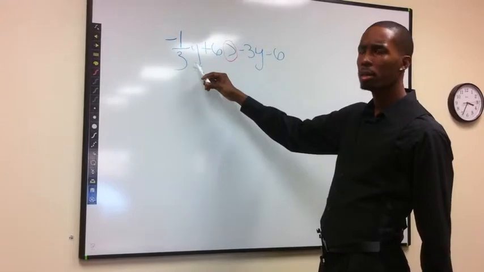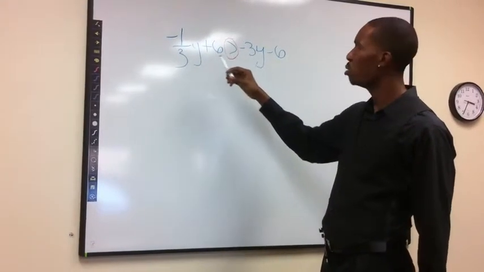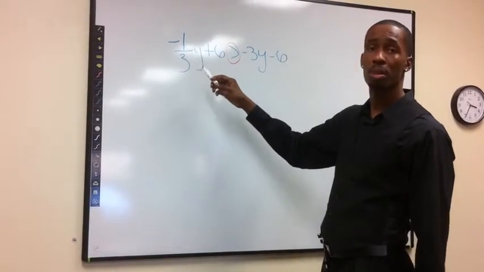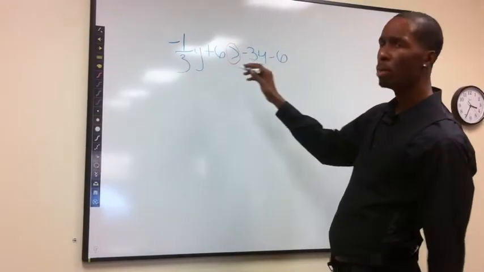Here we only have 1 fraction. In some cases we have more than 1. We want to find an LCD. Since this is only one fraction, the LCD would be 3. So we want to multiply every term.